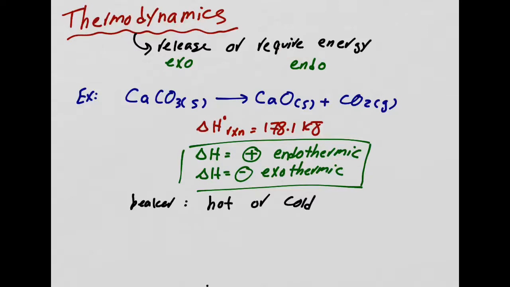So we said positive delta H means endothermic reaction. When you are in an endothermic reaction, you need energy. What are you going to do? You're going to grab the energy from your surrounding. If you grab the energy from your surrounding, what's going to happen to your surrounding? Your surrounding is going to get cold because you're getting the energy from your surrounding. Now, on the other hand, if I had an exothermic reaction, that means you're releasing energy to the surrounding. If you release to the surrounding, that means my beaker is going to get hot.